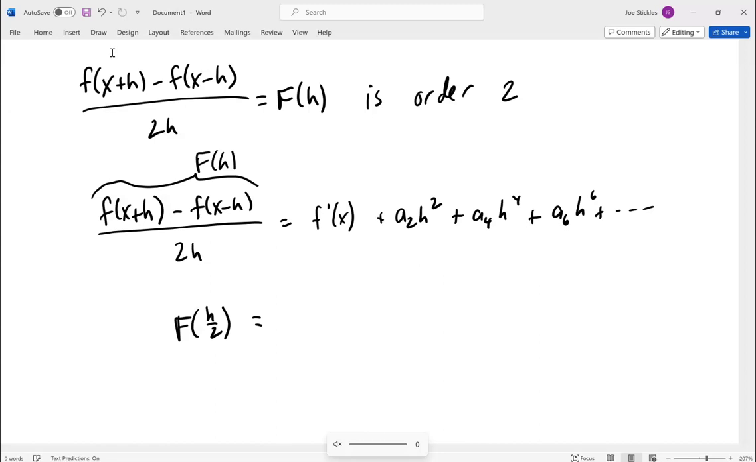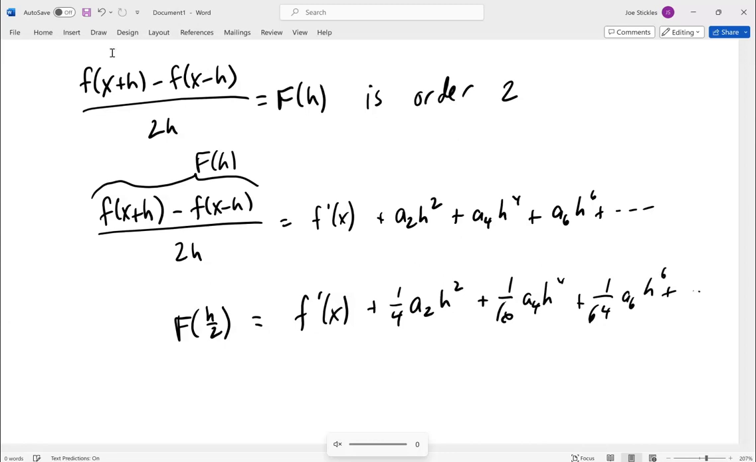will be what? Well, it's still f prime of x, because that part doesn't change, does it? Okay. This part becomes, I've got to square the 2 that's on the bottom, right? So you'd have 1/4 a2 h squared. The next one would be 1/16 a4 h to the 4th, and the next one would be 1/64 a6 h to the 6th, and so on.